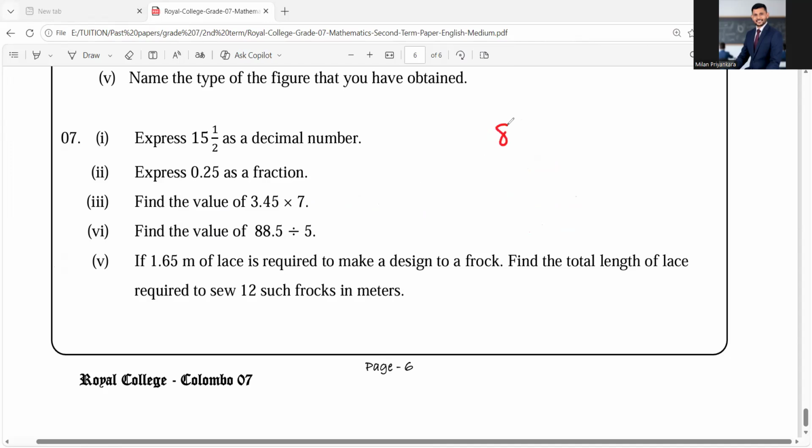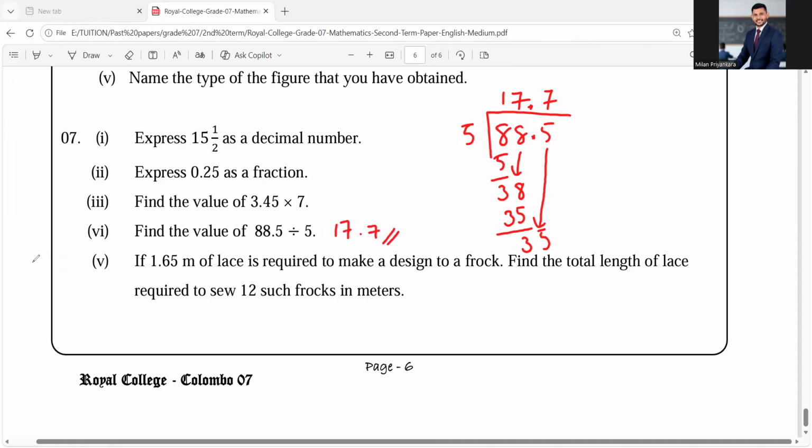Okay, now 88.5 divided by 5. Now for 5 you have 1, 5 and 5, 1 into 5, 5, 3 remains, and you take this 8. 38 you have 7 5s, 5 into 7 is 35. Now 3, and then you have this decimal point, and then you take this 5, 35, you have 7. You have to just write this decimal point just above that, and you have the answer 17.7. Okay.